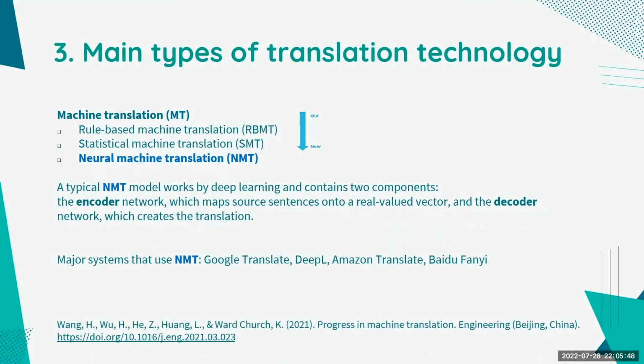A typical neural machine translation model works by deep learning and contains two components: the encoder network, which maps source sentences onto a real-valued vector, and the decoder network, which creates a translation. Some of the major systems using NMT include Google Translate, DeepL, Amazon Translate, and Baidu Fanyi.